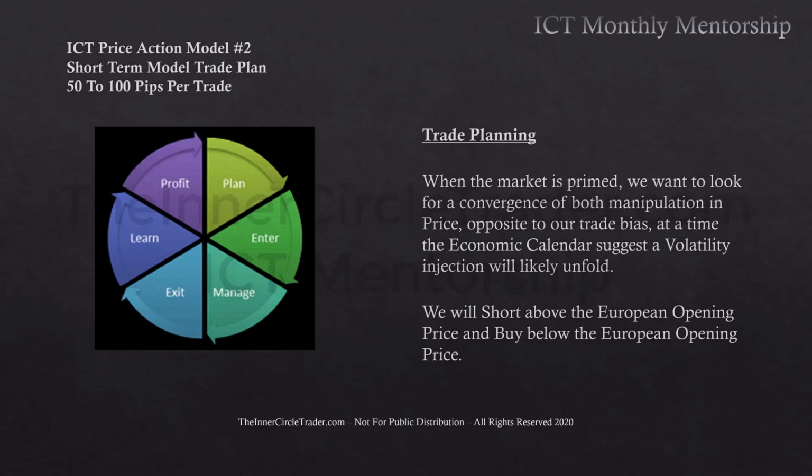Basically a Judas swing. Okay, so we're going through a period of market protraction that's opposed to our trade direction, moving in profit. So in other words, we want to see it shoot up when we're looking to go short, and we want to see it shoot down when we want to go long. We're not chasing price. We will short above the European opening price and buy below the European opening price.